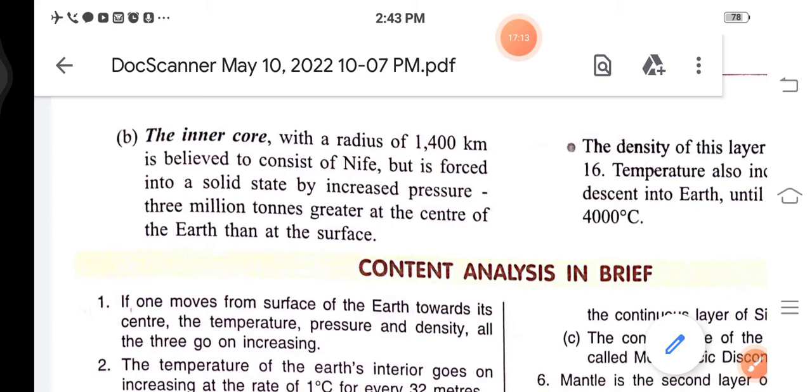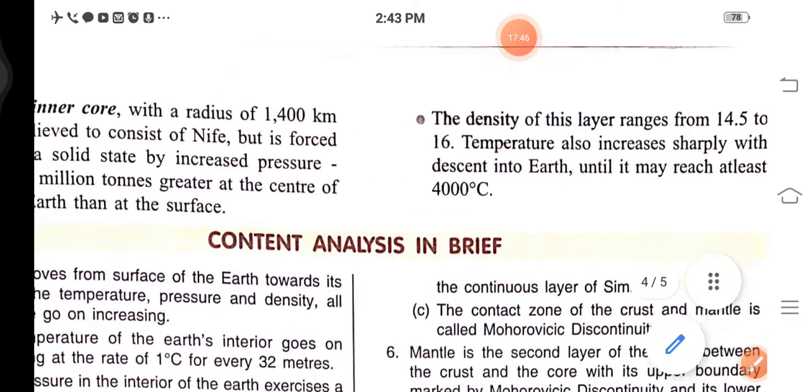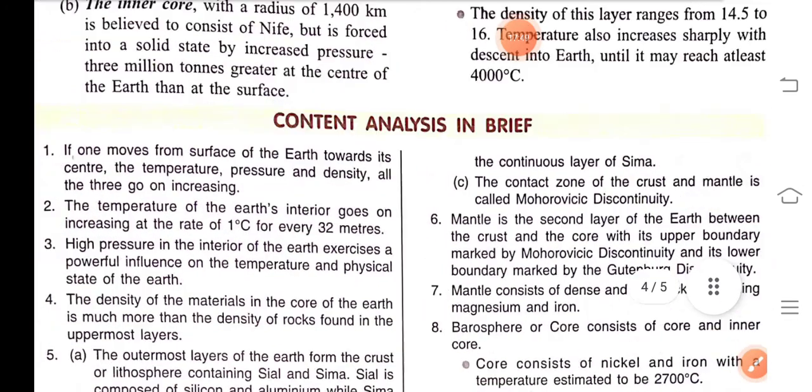So 3 million tons greater at the center of the earth is its force. What they are saying is that there are 3 million tons of Nife present at the center of the earth. The density of this layer is from 14.5 to 16. The temperature also increases sharply with the descent into the earth until it may reach at least 4000 degrees Celsius. So the temperature goes on increasing as we go down the earth, up to 4000 degrees Celsius. So this is the content analysis.